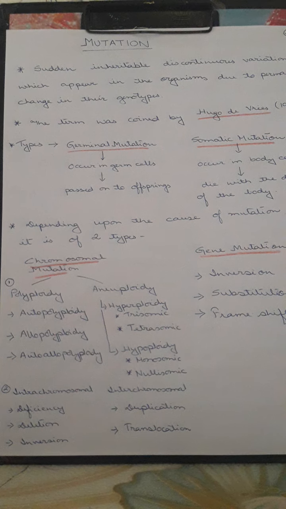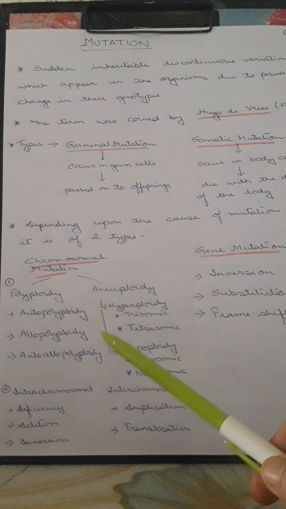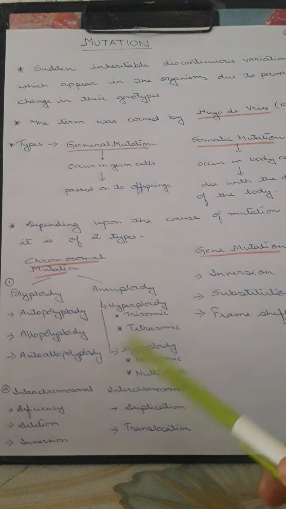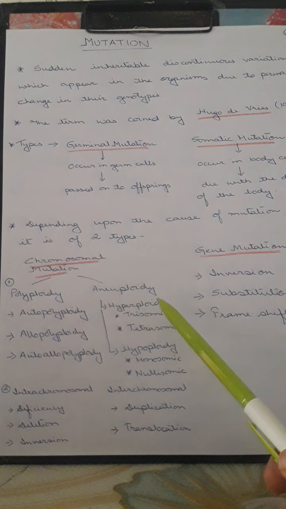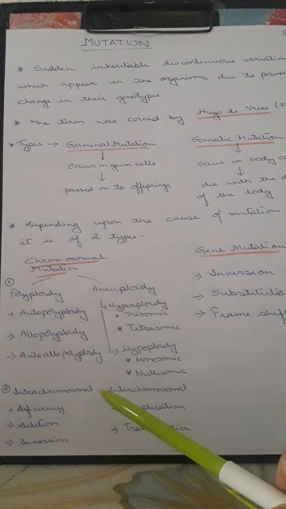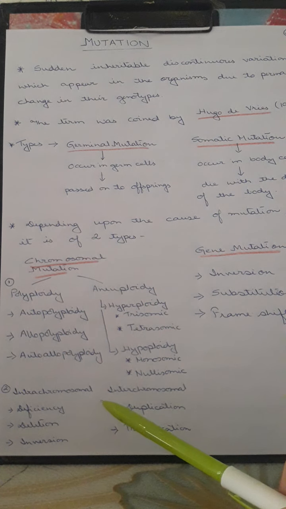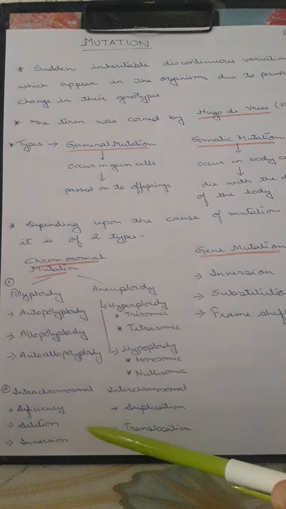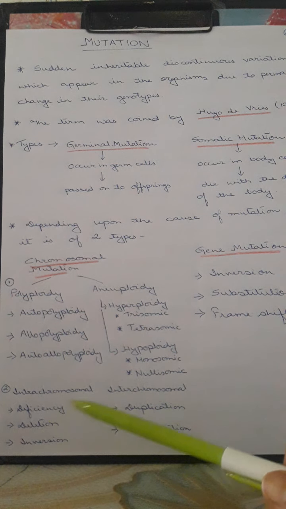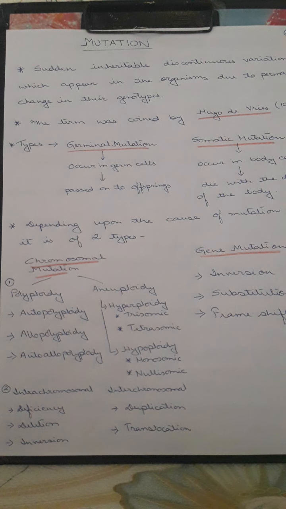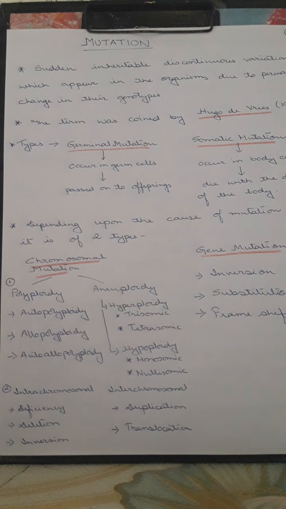Now if the number is changed in the chromosome, then according to the change in number of chromosomes, we find two types of chromosomal mutation: polyploidy and aneuploidy. Polyploidy is divided into autopolyploidy, allopolyploidy and autoallopolyploidy. Aneuploidy is divided into hyperploidy and hypoploidy. Based on the change in structure of chromosome, we find intrachromosomal and interchromosomal aberrations. Then there is gene mutation. This is the basic classification of the different types of mutation.